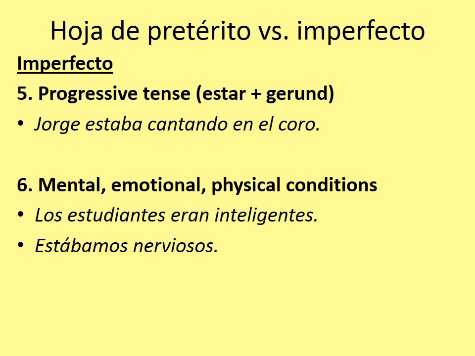And last, we have the mental, emotional, and physical conditions. So this is describing your emotions. Again, we go back to the whole description thing. So description and habitual is when we're going to use imperfect. So anytime we're describing people's emotions or conditions about them, los estudiantes eran inteligentes. They were really smart. Estábamos nerviosos. We were really nervous. Again, when your emotions change, it becomes preterite, but your emotions in general are just going to be imperfecto.